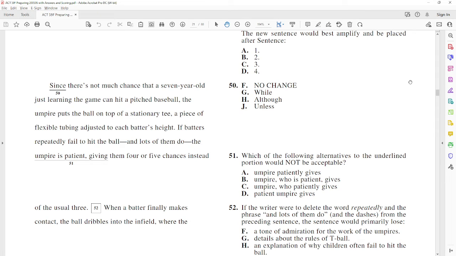G, how is while opposite? While I am tall, comma, I cannot reach high places. While can mean opposite like that. So the correct answer is F, since.